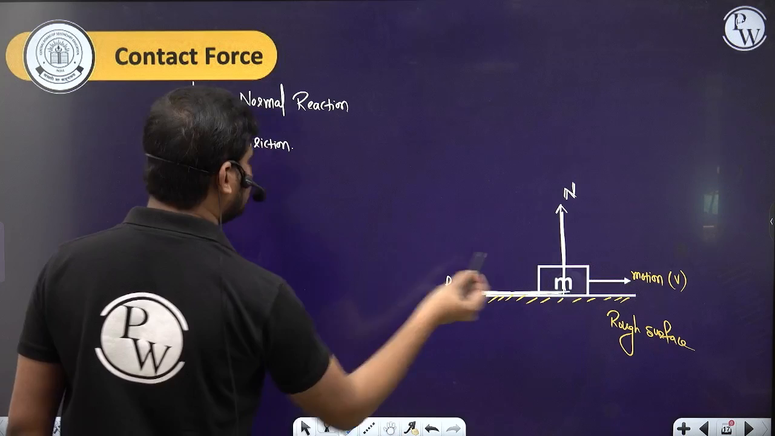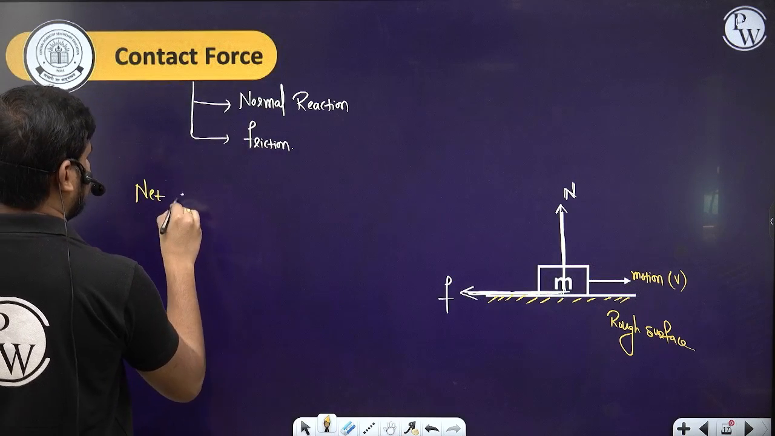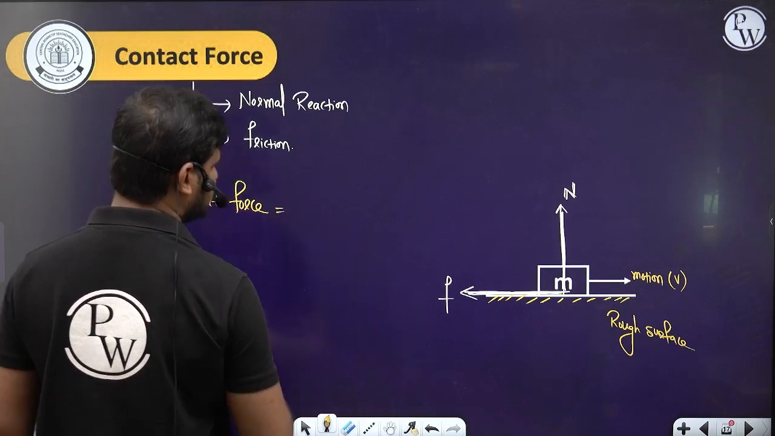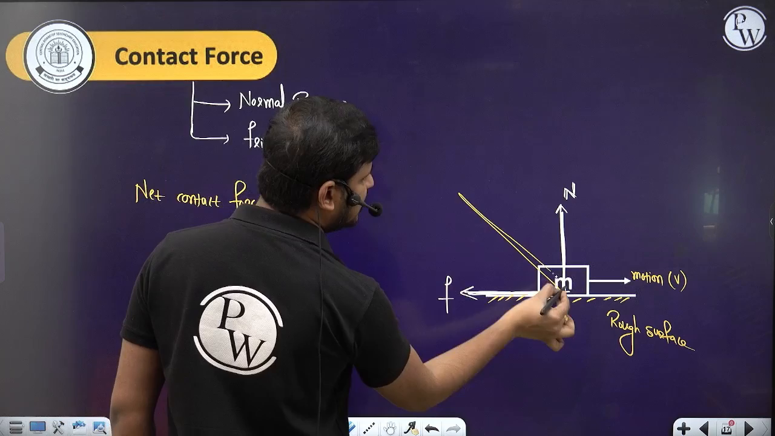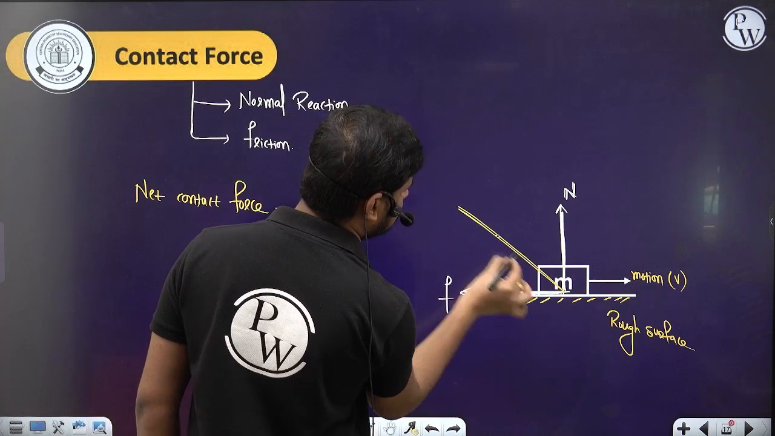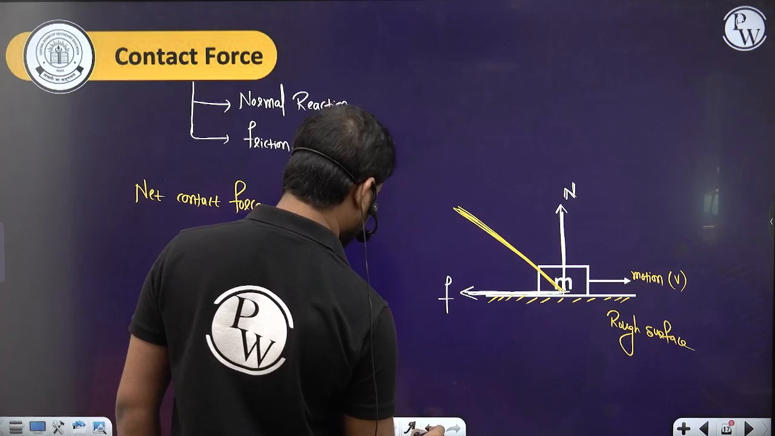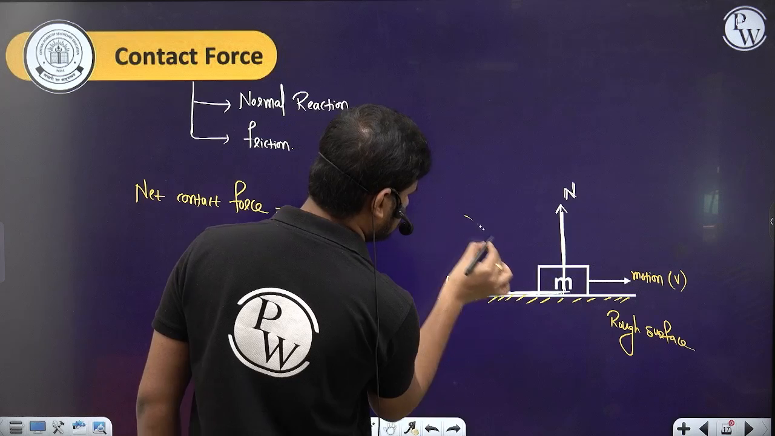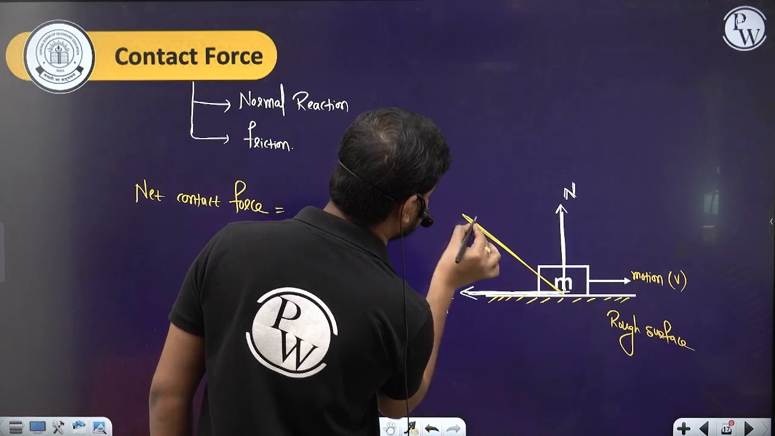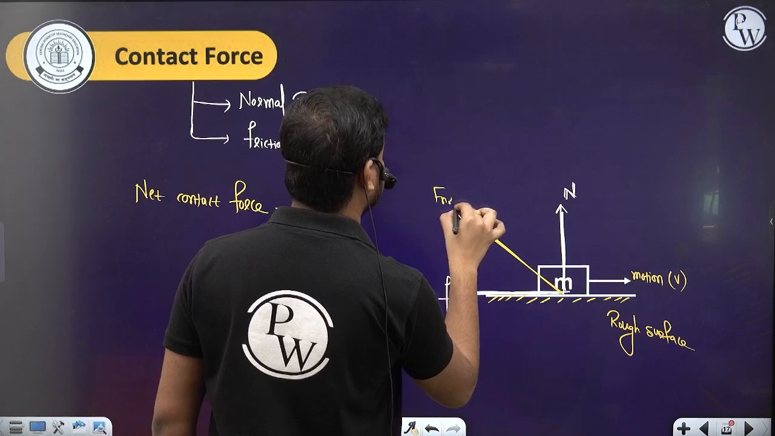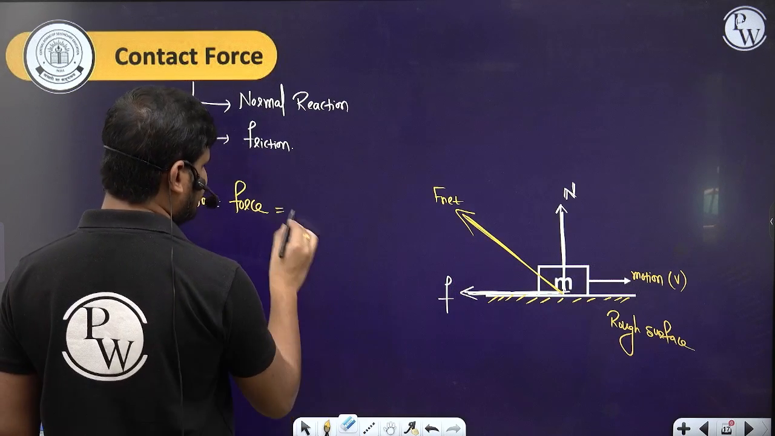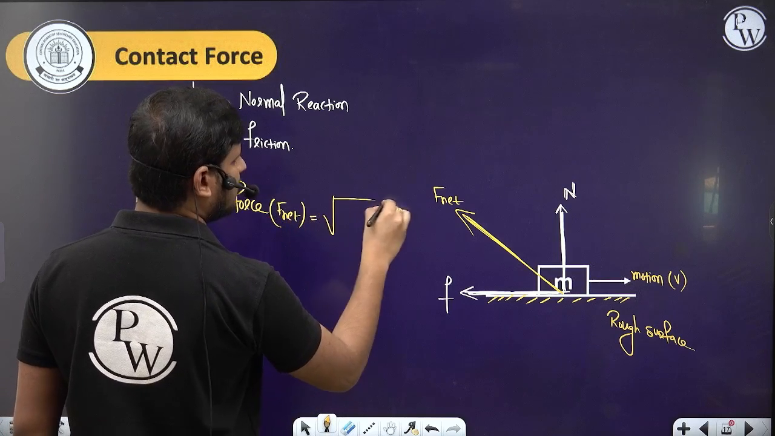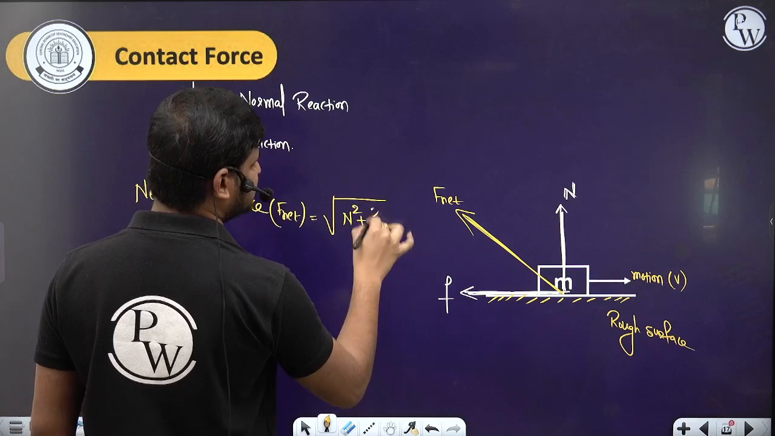So now the net contact force we call. The net contact force will be equal to, so between these two, here is the net contact force that comes. So this is the net contact force. F net, the net contact force, is equal to the square root of N square plus f square.